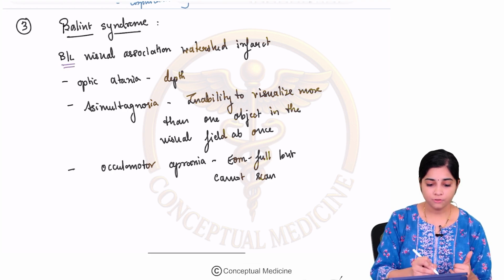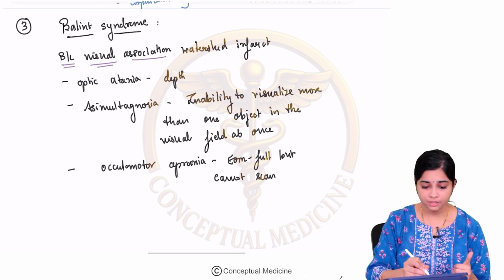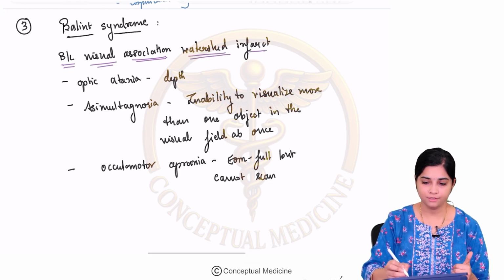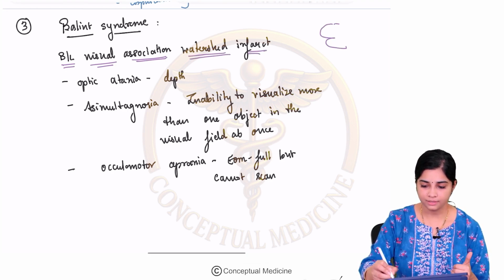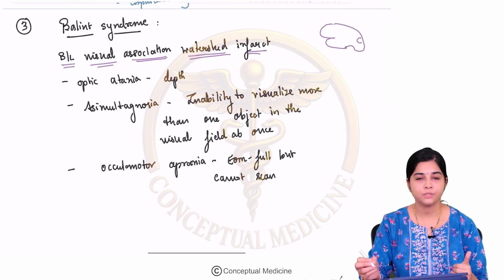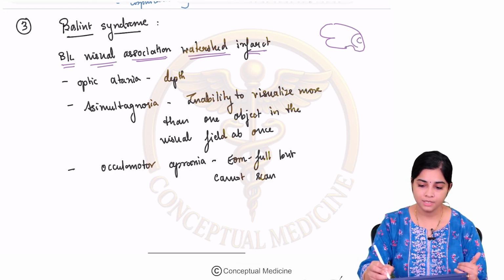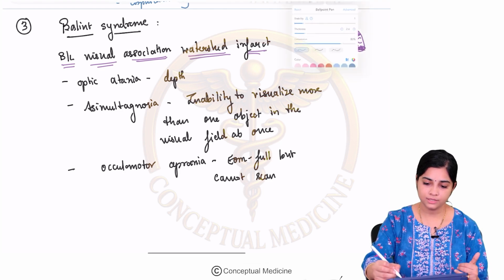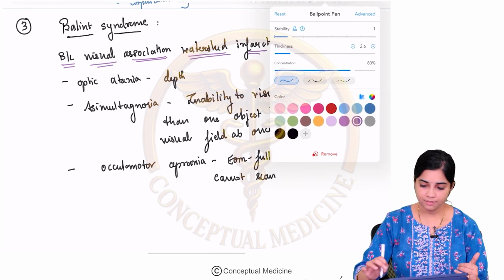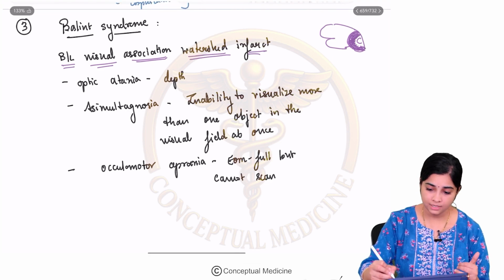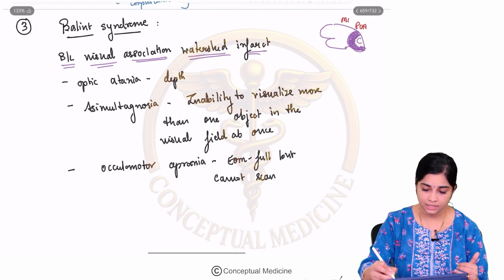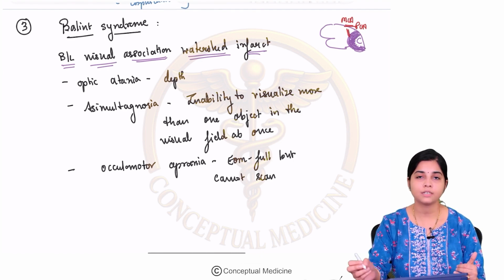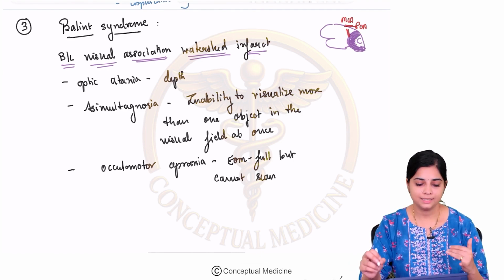This is because of a bilateral visual association areas watershed infarct. So what do you mean by that? What is the visual association? We know that the primary visual cortex is in the occipital lobe, and the areas surrounding the primary visual cortex are your visual association areas. As you know, this region is supplied by both the PCA and MCA, right? So there is a PCA-MCA watershed area, and an infarct here can cause Balint syndrome.